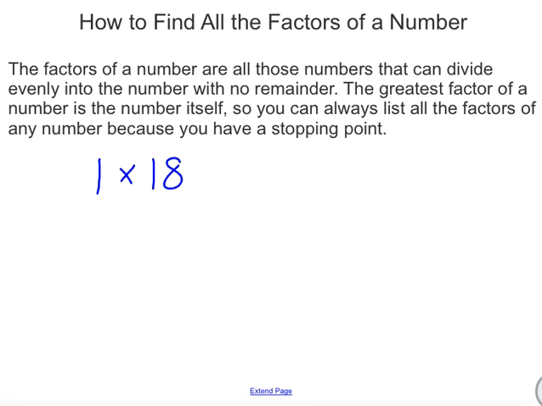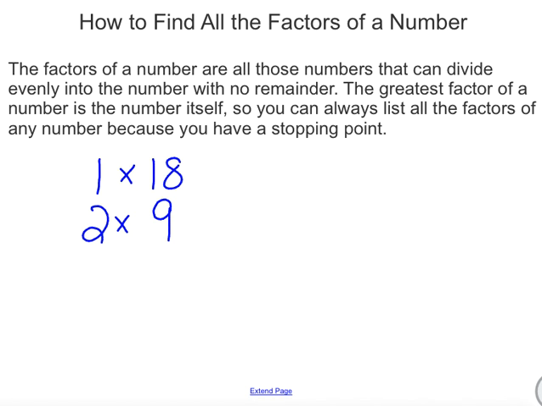So 2 times what will give me 18? Well, I know that 18 is divisible by 2 because it's an even number. And all even numbers are divisible by 2. So I think to myself, 2 times what will give me 18? And I know that is 2 times 9.